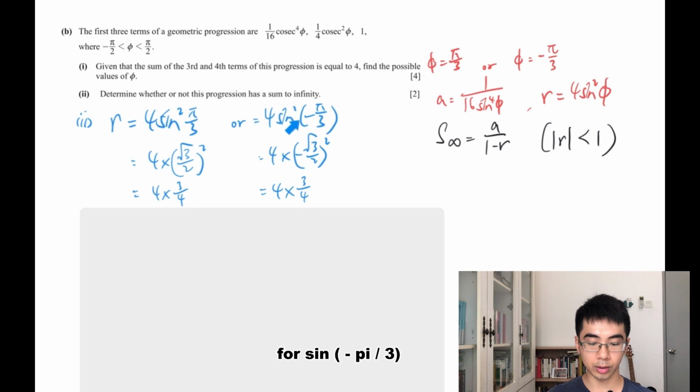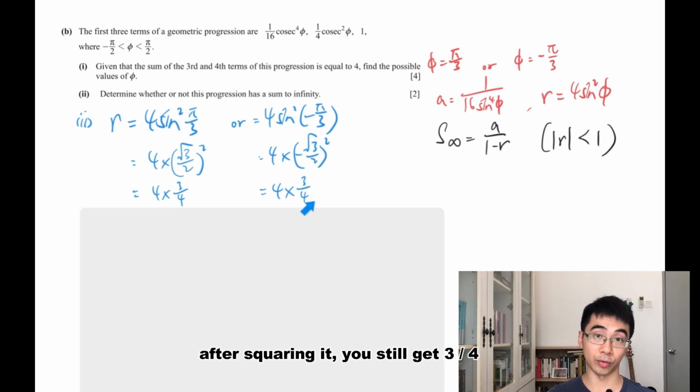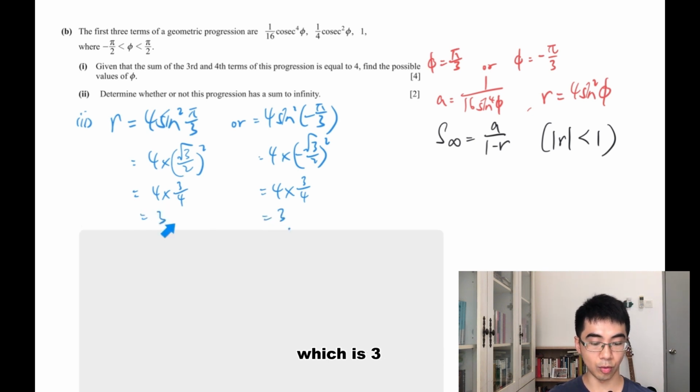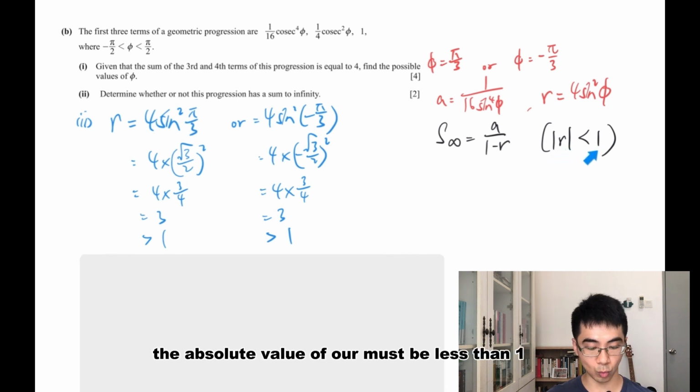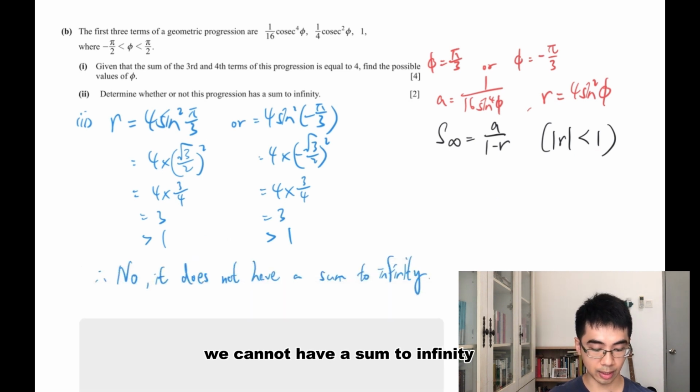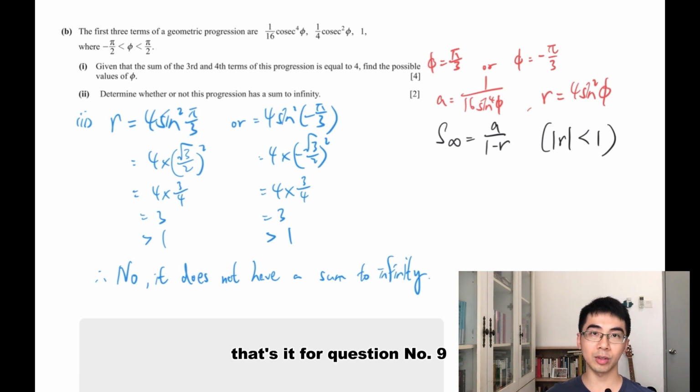But for sine negative pi over 3, you will have negative square root of 3 over 2. But after squaring it, you still get 3 over 4. So anyway, you get the same value of r, which is 3. It must be 3 for either case. So r is more than 1, but the absolute value of r must be less than 1. So for both cases, we cannot have a sum to infinity here. That's it for question number 9.